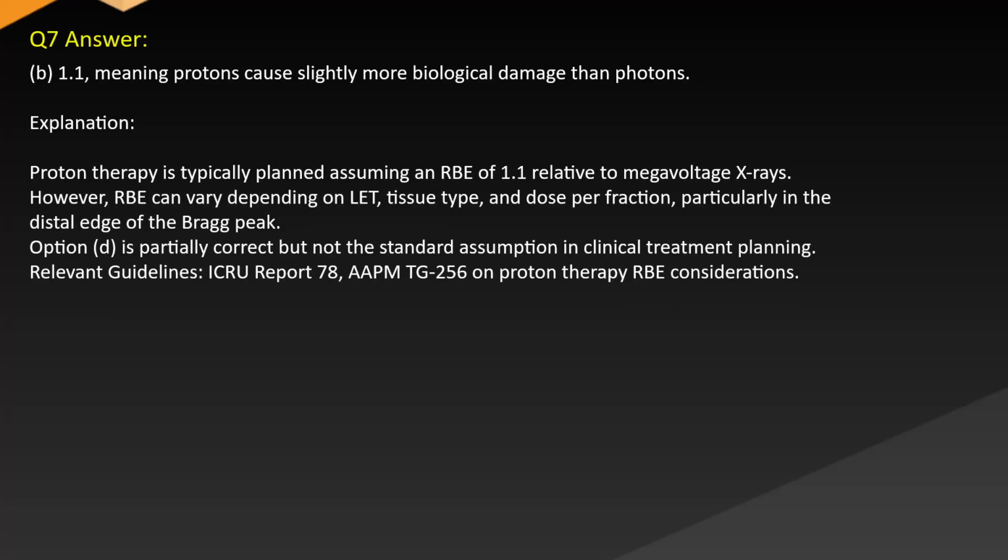Answer: B, 1.1, meaning protons cause slightly more biological damage than photons. Explanation: proton therapy is typically planned assuming an RBE of 1.1 relative to megavoltage X-rays. However, RBE can vary depending on LET, tissue type, and dose per fraction, particularly in the distal edge of the Bragg peak. Option D is partially correct, but not the standard assumption in clinical treatment planning. Relevant guidelines: ICRU Report 78, AAPM TG-256 on proton therapy RBE considerations.